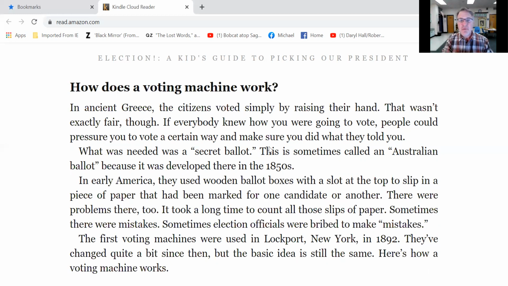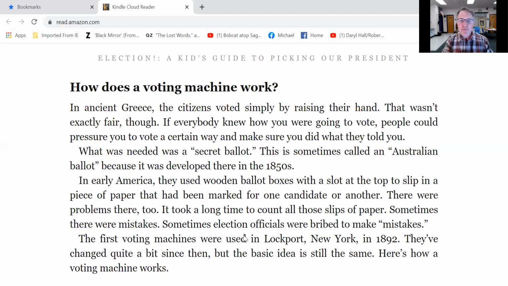What was needed was a secret ballot. This is sometimes called an Australian ballot because it was developed there in the 1850s. In early America, they used wooden ballot boxes with a slot at the top to slip in a piece of paper that had been marked for one candidate or another. There were problems there too. It took a long time to count all those slips of paper. Sometimes there were mistakes. Sometimes election officials were bribed to make mistakes.